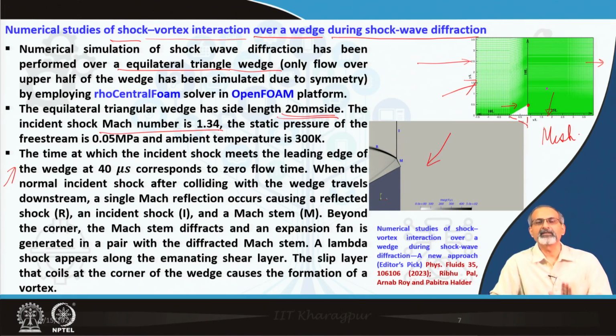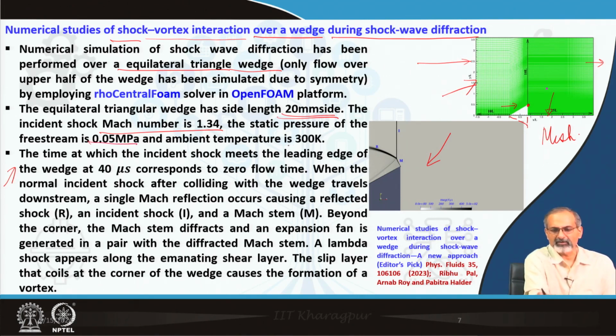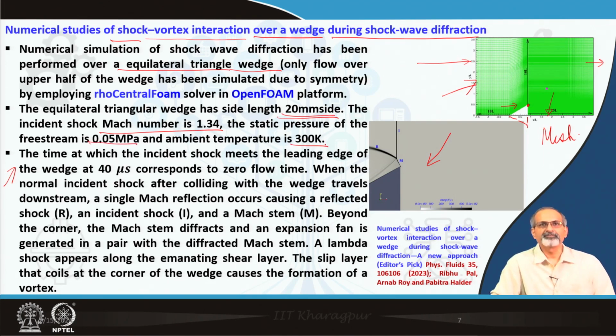So, it is basically a moving normal shock which is approaching the wedge. The static pressure of the free stream is mentioned here along with the temperature. The time at which the incident shock meets the leading edge of the wedge, that means basically this point, is 40 microseconds from the start of the flow simulations.